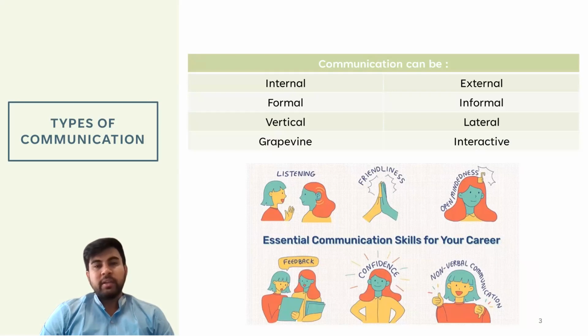Vertical communication is of two types that we'll discuss in the next few slides. Then there are lateral, grapevine, and interactive communication. We'll discuss further about lateral and grapevine communication. Lateral communication is also known as horizontal communication. And interactive communication is when two or more people give their feedbacks or give their inputs and they discuss something. Debates, group communications, group discussions, all are part of interactive communication.